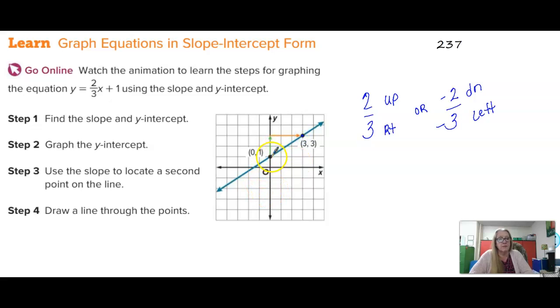Oftentimes, it's good to go ahead and make another point. They didn't do it here, but you could have gone down 2 and left 3 and put another point here. Sometimes it's easier to draw a nice straight line if you have more than 2 points. Then you draw your line through the points. Always remember that this is a line that goes on forever in both directions. Therefore, you should put arrows on it, and it should extend beyond the points.